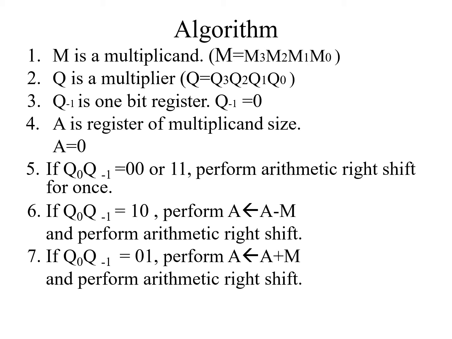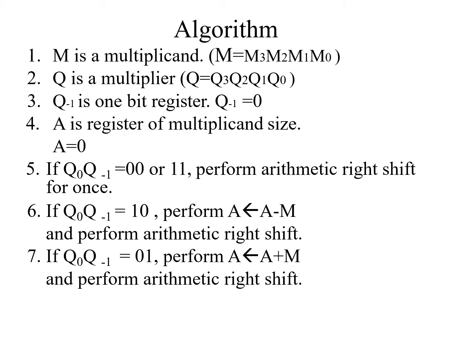One more register, A, is initialized with 0, and it should be of multiplicand size. So say the multiplicand is 4-bit long, then A gets initialized with 0000. Then the combined status of Q0 and Q minus 1 is checked in order to decide which operation is to be performed to get the result of multiplication. With Booth's algorithm, multiplication is performed by right shifting and subtraction or addition.